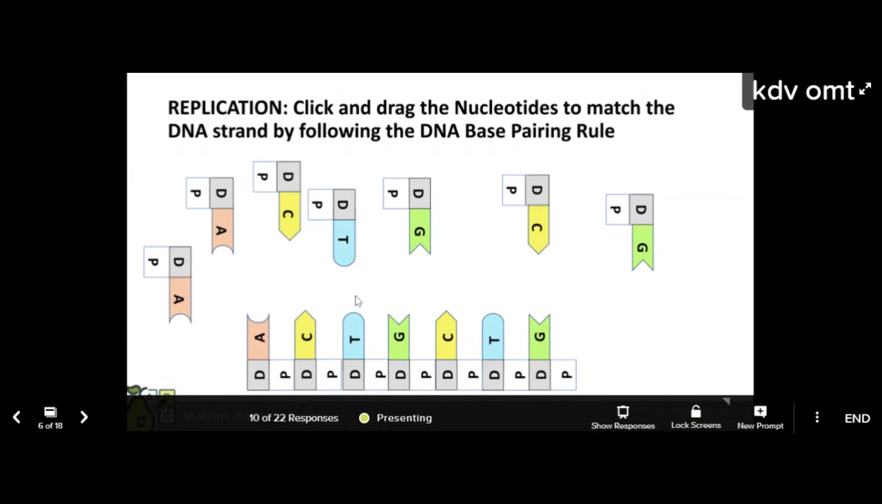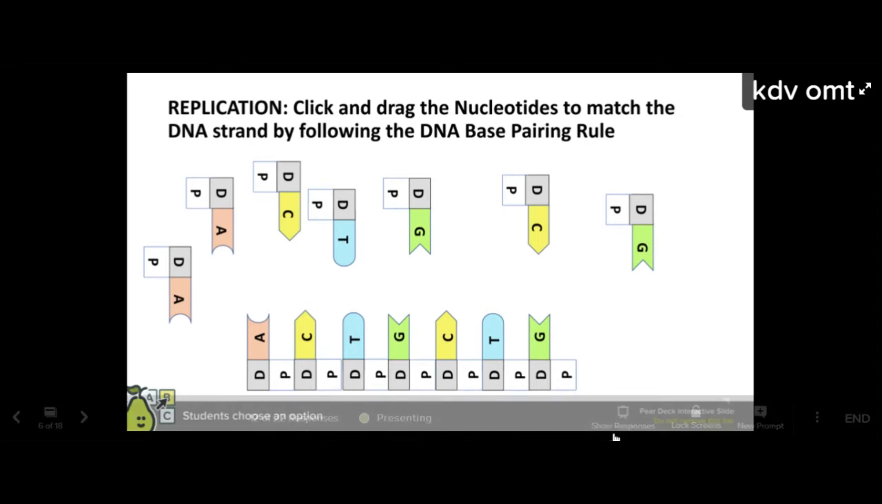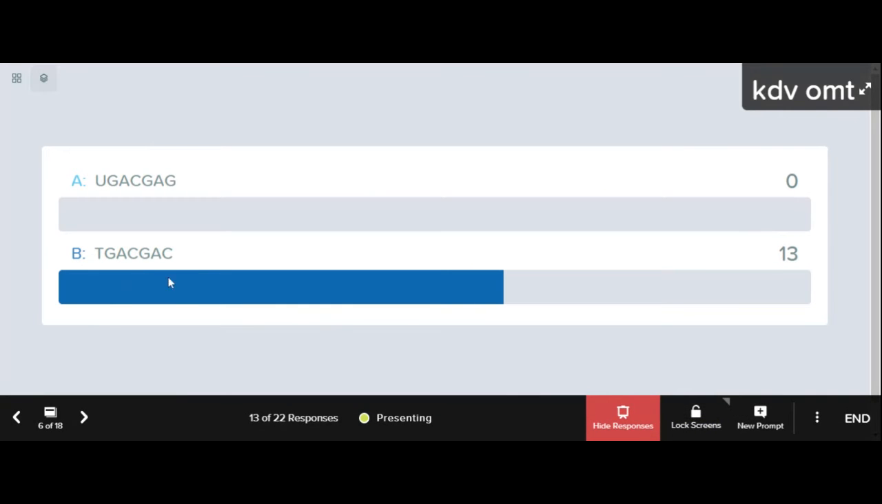Remember, A always goes with T, C always goes with G. So when you do your lab, you're going to be able to click and drag those pieces over to the right spots. But here, what I'm asking you to do is figure out which sequence of bases goes with that bottom string, A, C, T, G, C, T, G. So now let's take a look at what you got.